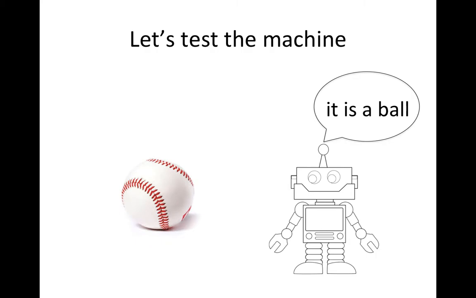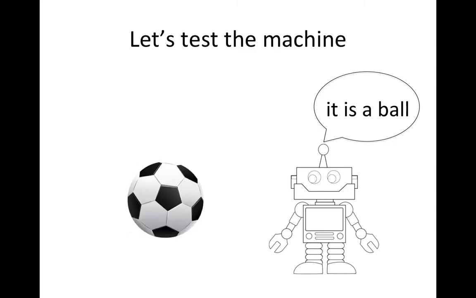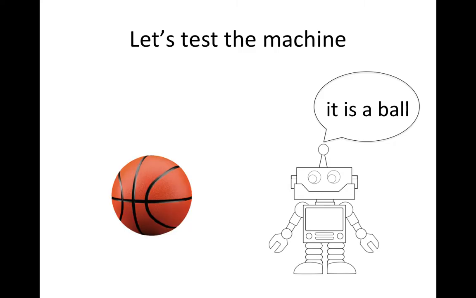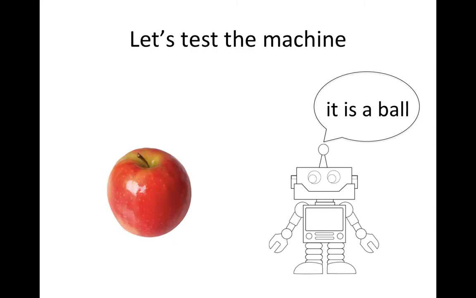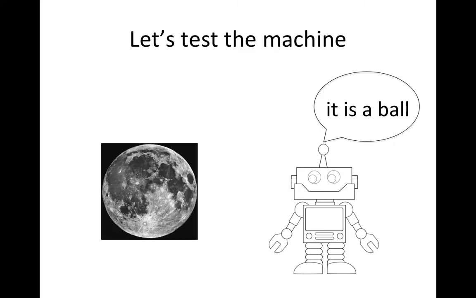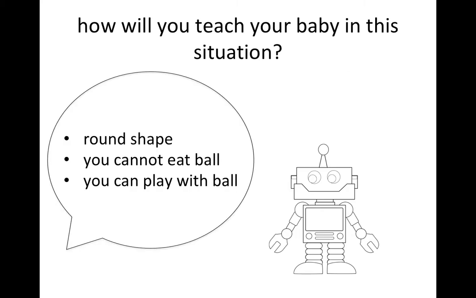Okay, so you can test your robot now. Showing the baseball, your robot says this is a ball, this is a ball to the soccer ball and the basketball. So far so good. But you will eventually find that your machine just keeps saying this is a ball whenever the object is a rounded shape, like an apple or even a full moon. So this is totally wrong. You are going to find out more common features of the ball, and you eventually find that you cannot eat the ball and you can play with the ball. So the apple, you can eat it, so it's not a ball, and the full moon, you cannot play with it, so it's not a ball.